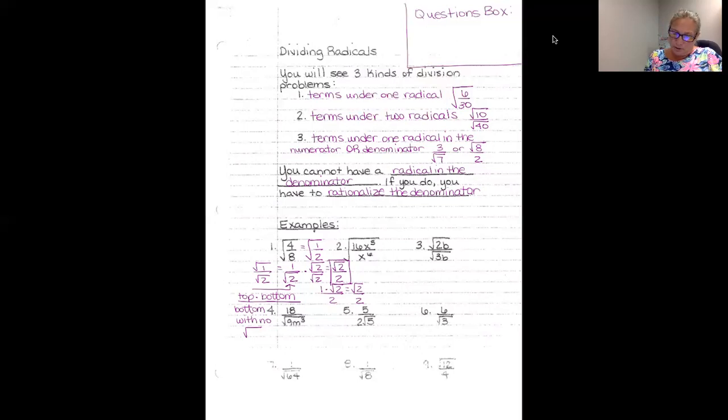Problem number 2. I'm going to switch colors here to make sure you can see the difference between 1 and 2. We are again going to reduce, and when we reduce our x's, we subtract. So this is going to be the square root of 16 over the square root of x, which is 4 over the square root of x, top times the bottom over the bottom with no radical. Problem number 3, our b's cancel. So we have the square root of 2 over the square root of 3, top times the bottom over the bottom with no radical is the square root of 6 over 3.